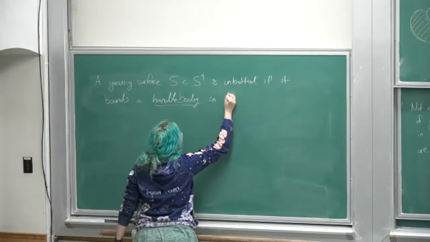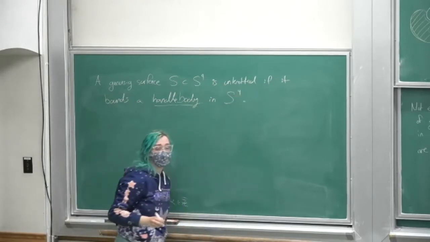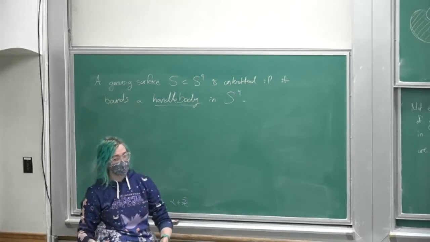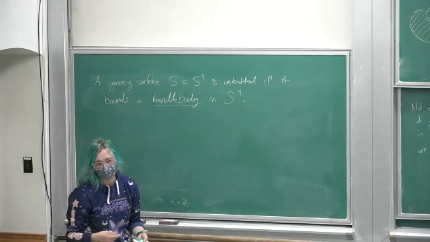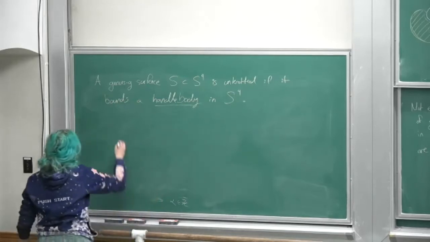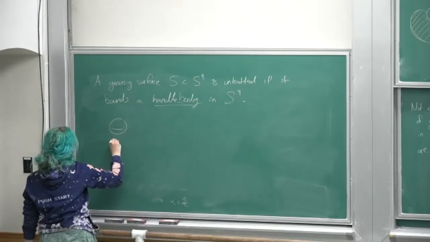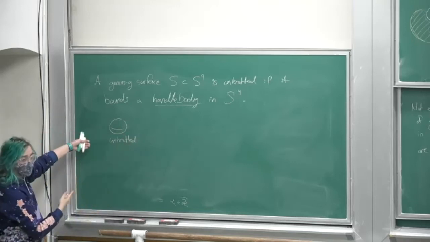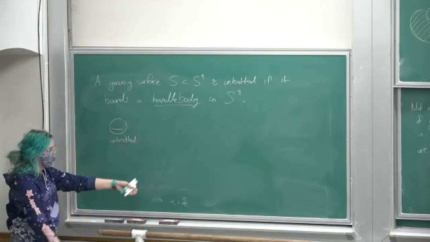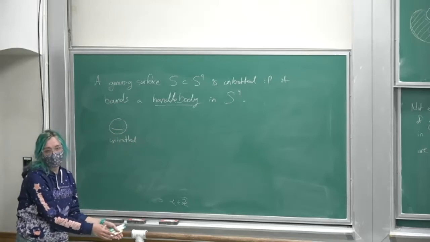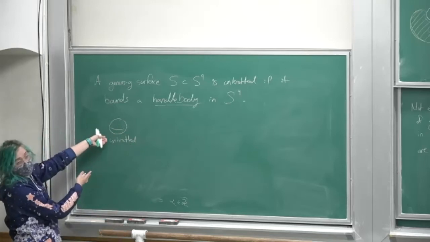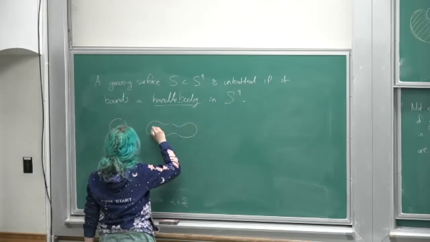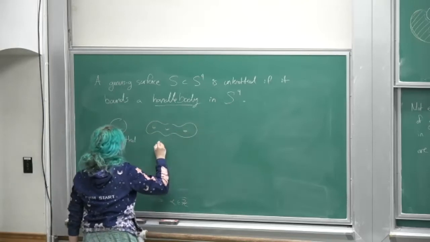In S4, it's very easy for me to give you examples of unknotted surfaces and more complicated for me to give you examples of knotted surfaces. So here's the unknotted sphere, right? Think about the two-sphere living in three-dimensional space, and three-dimensional space is a cross-section of four-dimensional space, so this is literally in four-dimensional space. And then same thing for arbitrary genus. Okay, so this is genus 3.